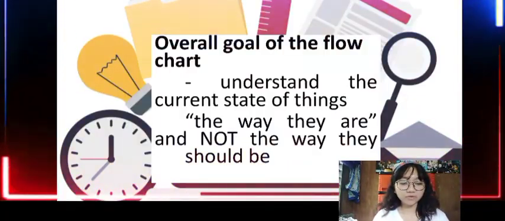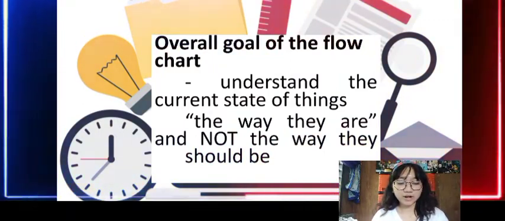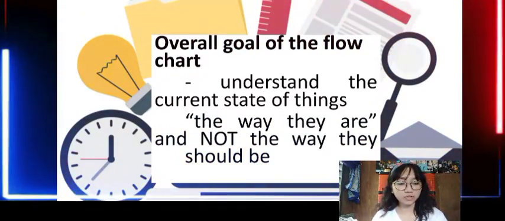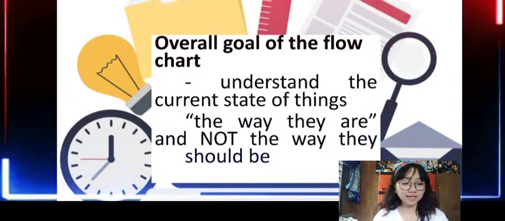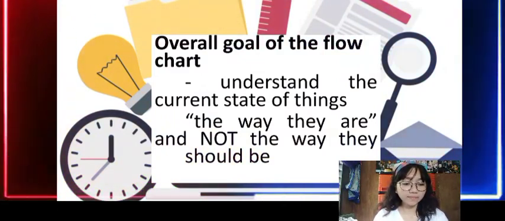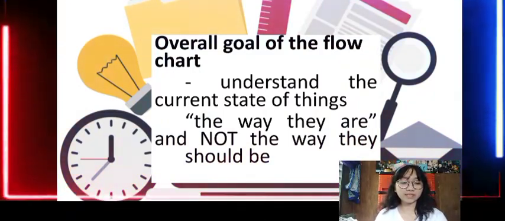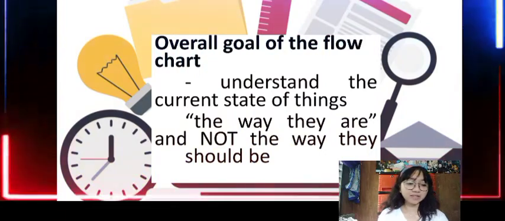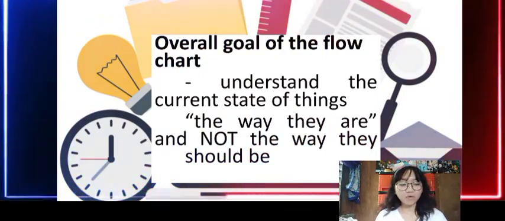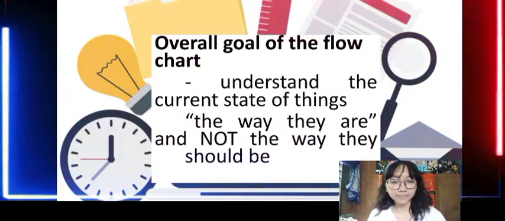Next is the overall goal of the flowchart, which is to understand the current state of things, the way they are, and not the way they should be. This means knowing the facts, what people are really saying and doing, what the current situation is set up for, and what you are really facing, rather than asking yourself what's the right thing or how things should be in this case.